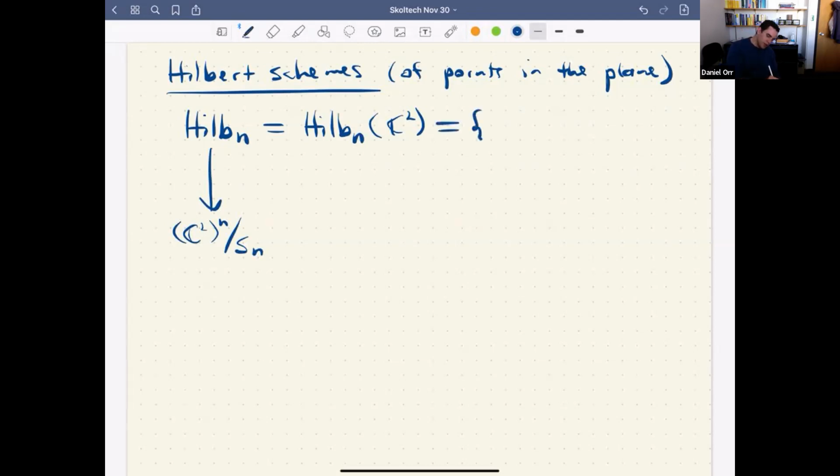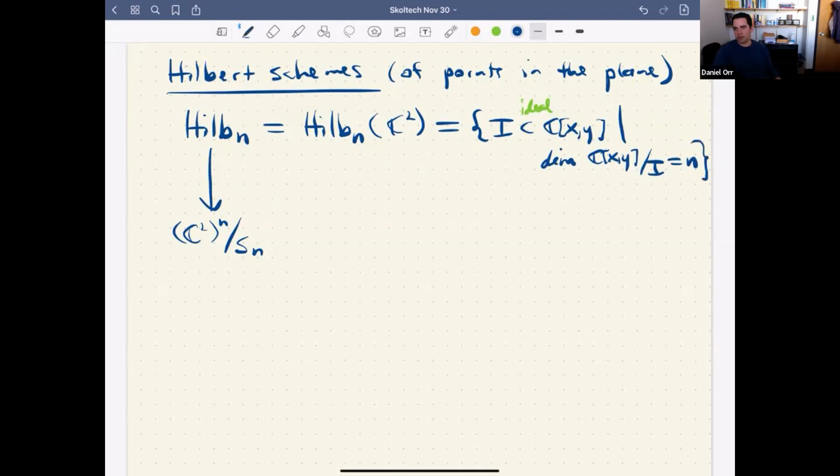And you can describe the points up here very concretely if you just care about the set of points. You can say this is the set of all ideals. The idea is that if you have some points down here, they describe a zero dimensional subscheme of C2. So you have these points in C2. And the association is you replace that by an ideal I such that the dimension of C[x,y]/I is n. So it's finite codimensional, and the dimension of the quotient is exactly n. Okay. So this is a resolution of singularities that is very well known and much studied, a very, very nice resolution.